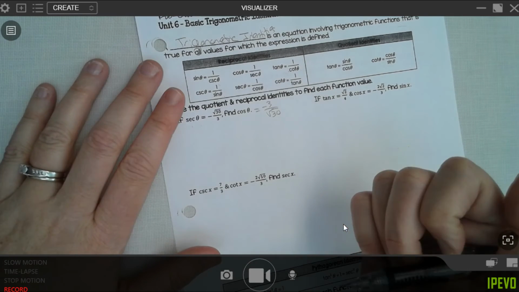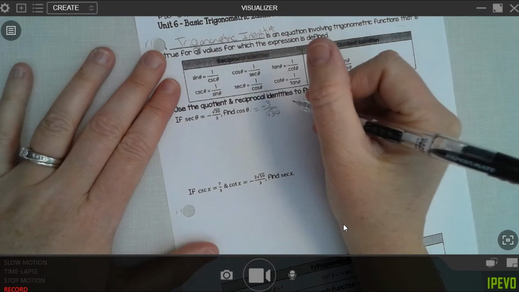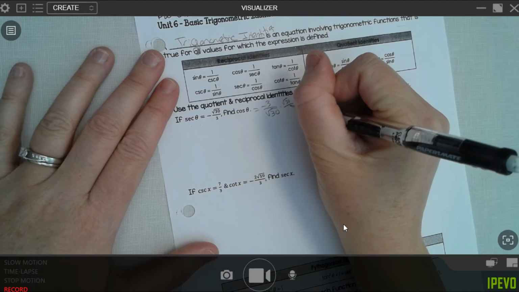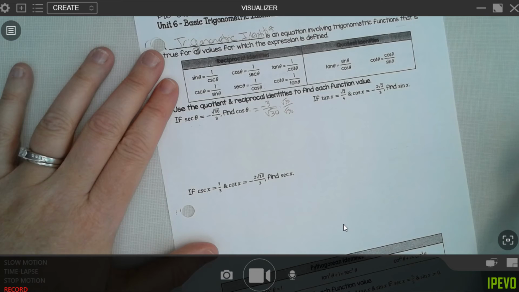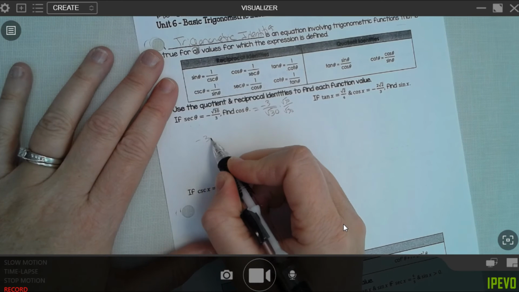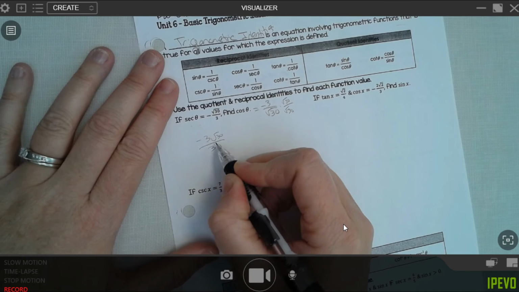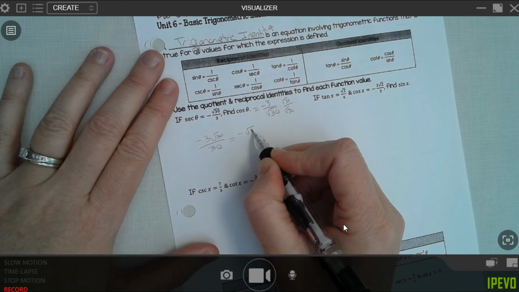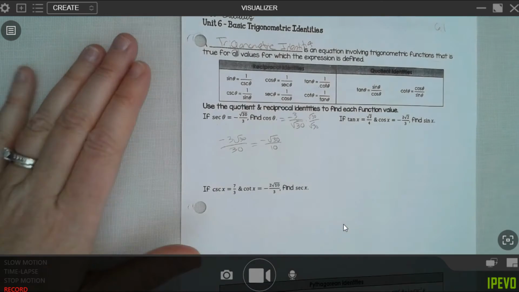Now for my class, remember, I don't care, that's fine. But if you're on an ACT or something and you need to rationalize the denominator, you multiply top and bottom by square root of 30. So you get negative 3 radical 30 over 30. And then that right there reduces to negative radical 30 over 10.